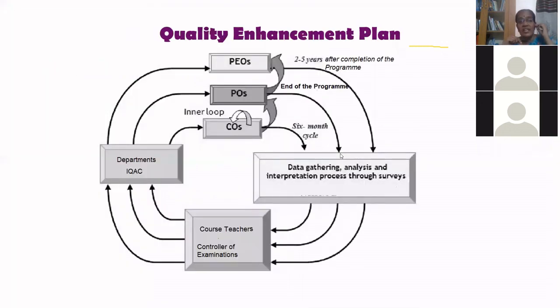And the quality enhancement plan: first PEOs are set, then POs, then COs. But the attainment part calculates from the COs in a 6-month cycle. The data will be gathered using the marks from the course teachers as well as from the controller of examinations. All this will be recorded by IPAC and the mechanism will be suggested. Advice will be given by the IPAC for CO attainment, for betterment of attainment, and what is the PO attainment.